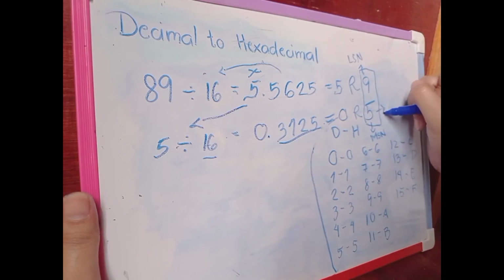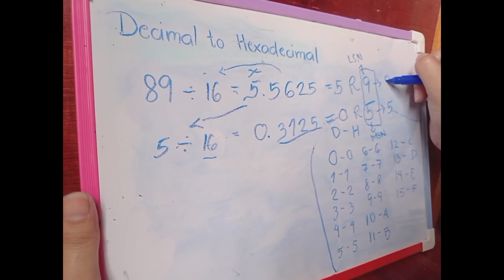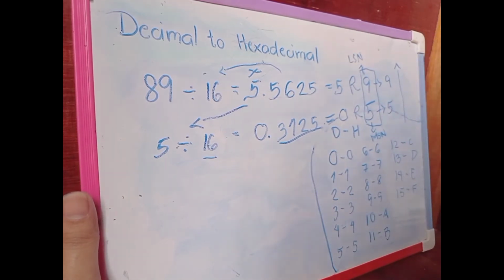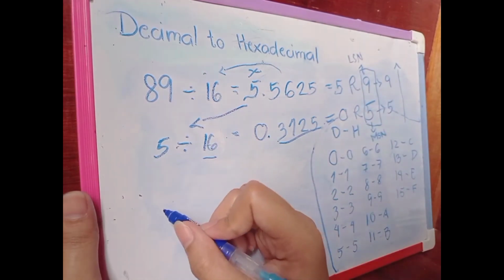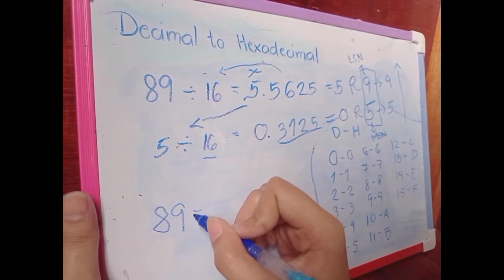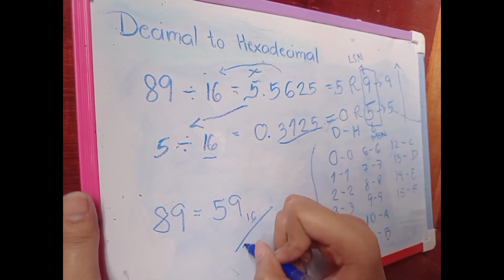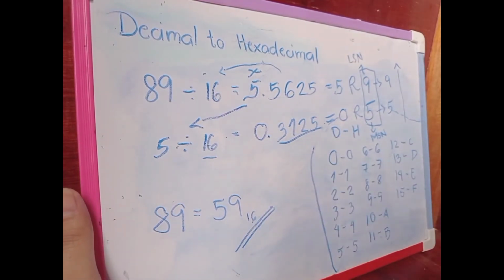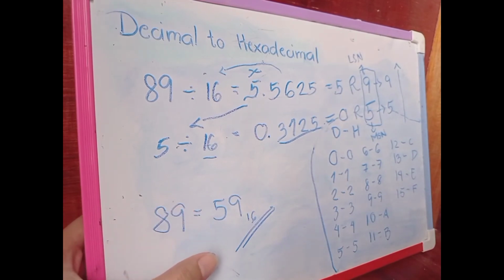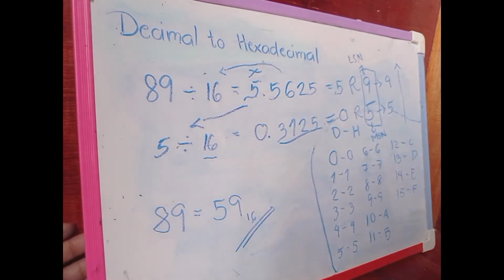We will now convert this to hexadecimal, so 5 corresponds to 5 and 9 corresponds to 9. So we'll write it from the most significant number to the least significant number. So the hexadecimal number is 59. So the hexadecimal number of 89 is 59. That's it. That's how you convert decimal to hexadecimal.